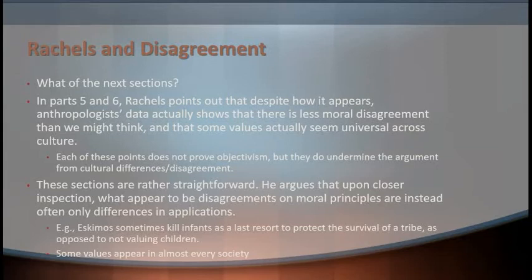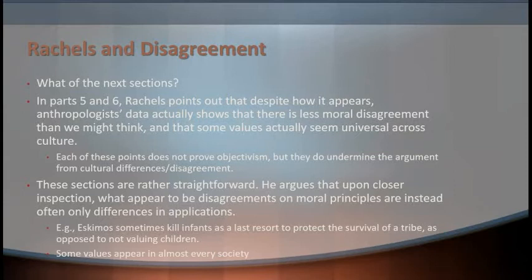What about the others? Well, in parts 5 and 6, Rachels points out that despite how it appears, the data of anthropologists actually shows that there's less moral disagreement than you might initially think, and that there are some values that are actually universal across cultures and across time periods. Each of these points doesn't directly prove objectivism, but they do help undermine the argument from cultural differences, or the argument from disagreement, you might call it. And these sections are rather straightforward. There's no complicated philosophical moves here.